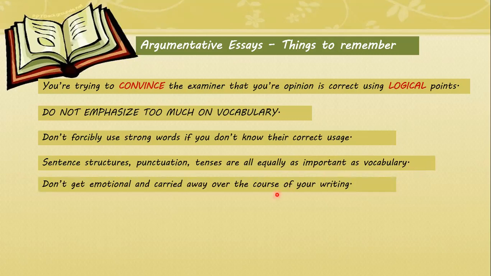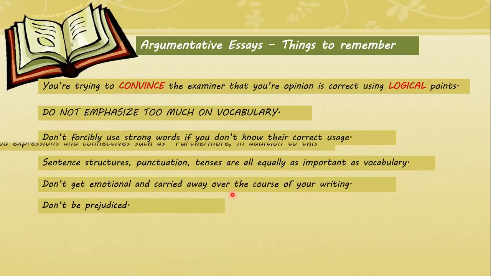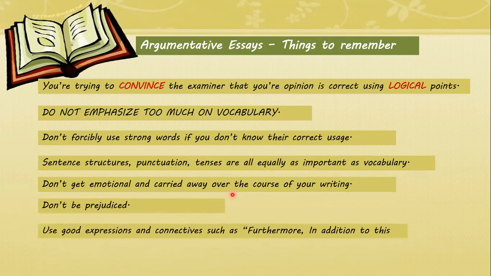You shouldn't get emotional and carried away over the course of your writing. Okay, so you need to control your emotion. You don't have to be hyper in the essay. In a very logical manner, you need to put forward your arguments. Then you need not be prejudiced. You have to be logical and wise. You don't have to be sided actually. You have to go for what you think is right, and you have more reasons for, not for your emotional sides. Okay, you are going to use good expression and connectives.